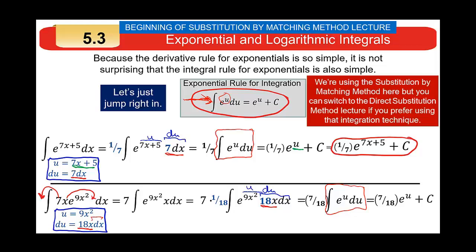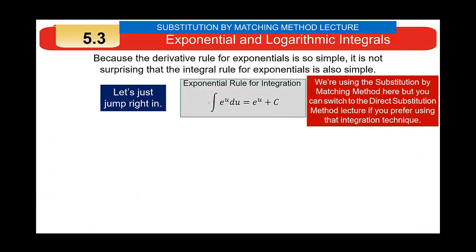We're done with the integration, but we still have a u in our answer, and the original problem did not have a u, so we have to take it out. So we put the 9x squared back in place of u to get our final solution. Again, if you could do earlier problems using matching, then there should be no issue doing it here. You're just matching a different formula.